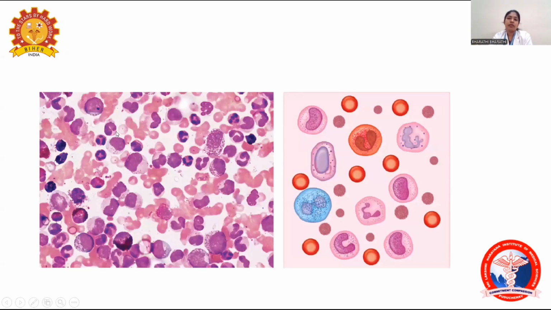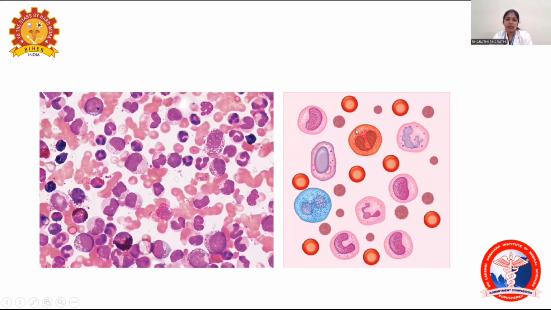This is a peripheral smear picture from a patient with chronic myeloid leukemia. Can you see? Here, all the immature WBCs can be seen, and these are all mature neutrophils. Band forms, promyelocytes, myelocytes, metamyelocytes, everything can be seen in the peripheral smear.